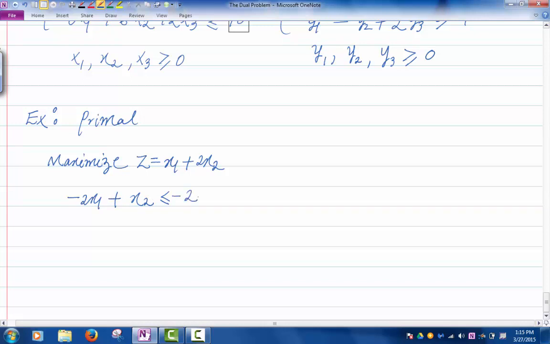Let me turn off one of the lights here. That's bothering me a bit.